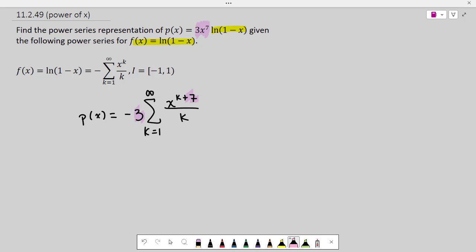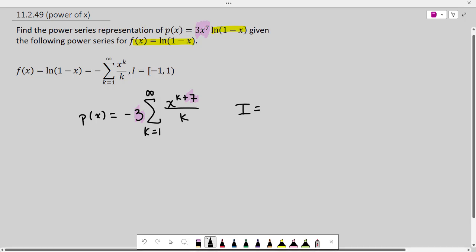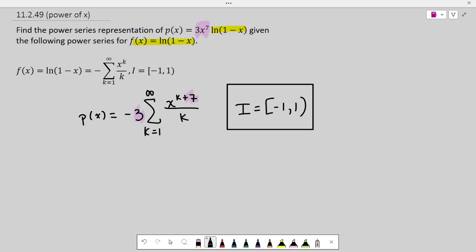And so the interval of convergence does not change at all. If you multiply by a power of x, your interval doesn't change at all. The idea is that if you were to form the ratio a sub k plus 1 over a sub k, if you multiplied a sub k by 3x to the 7, you're also multiplying a sub k plus 1 by 3x to the 7, so they just cancel each other out. So they're not going to change the interval of convergence. Multiplying by a power of x will not change it. Multiplying by a constant will not change it.